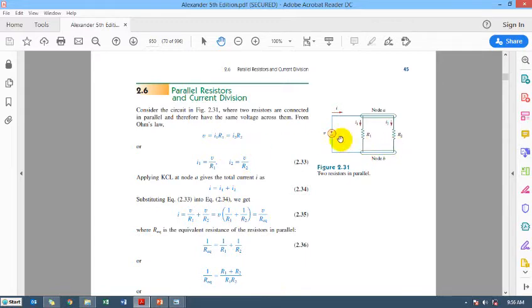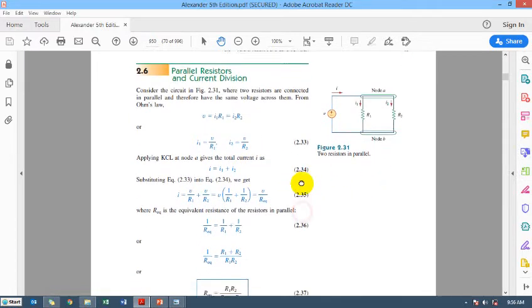We know that this V is common across R1 and R2, because the terminals are common with this V. But V is equal to I1 R1. If we multiply I1 into R1, this is V, and if we multiply I2 R2, that is also V. So V is equal to I1 R1, which is equal to I2 R2. That's how we get I1 is equal to V upon R1 and I2 is equal to V upon R2.